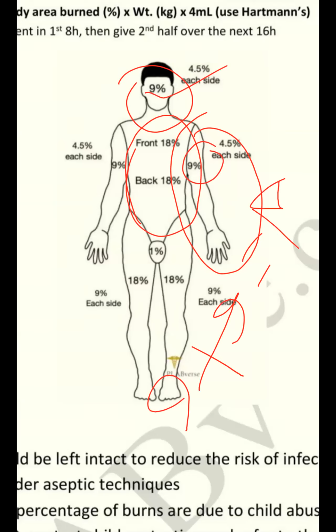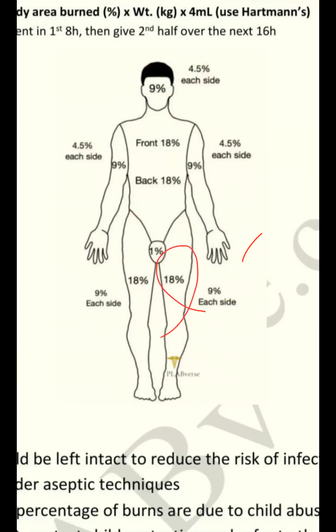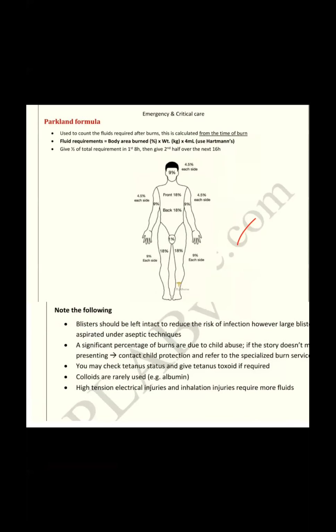Either they give the percentage of the burn, or you have to calculate what they are telling. Either the anterior surface of the leg, or both parts of the leg, or the frontal part of the chest, or the back part of the chest. So we have to calculate. So what we have to do is the Parkland formula, the fluid requirement. My dear candidates, every candidate should strongly memorize the fluid requirement.